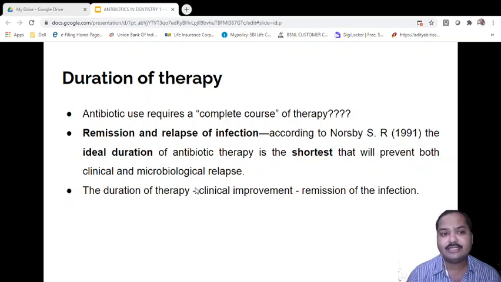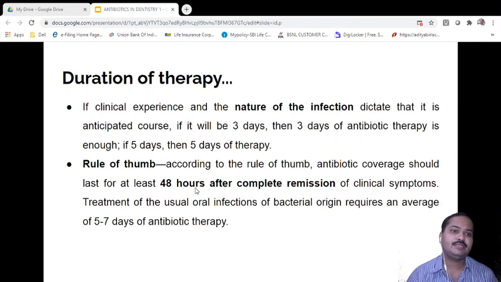So we can say that the duration of the therapy depends upon the clinical improvement of the disease and remission of the infection. If the clinical experience and the nature of the infection dictate that the anticipated course will be 3 days, then 3 days of antibiotic therapy is enough. If 5 days, then 5 days of therapy should be given.